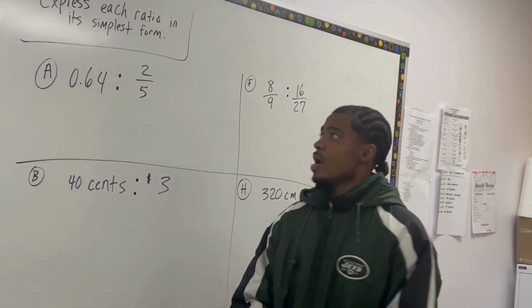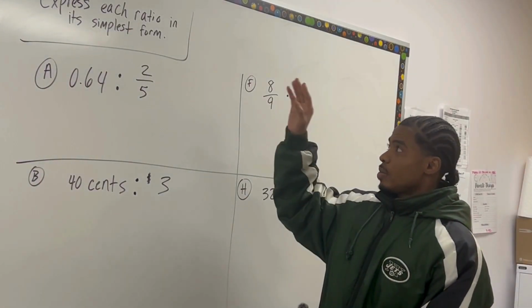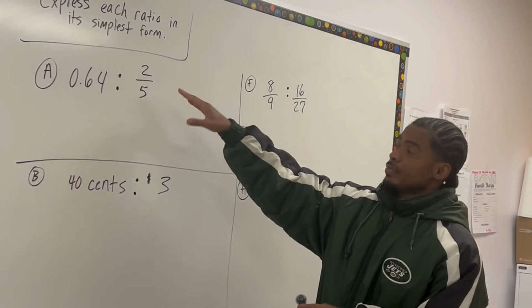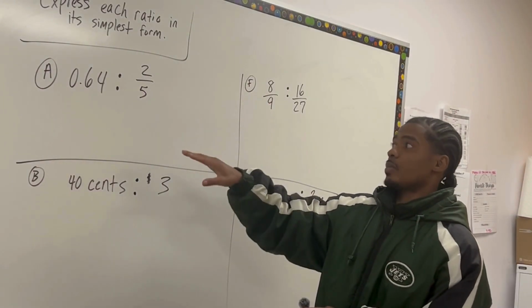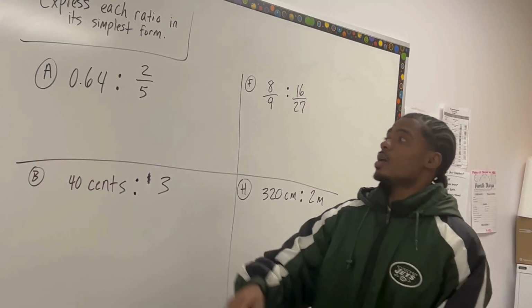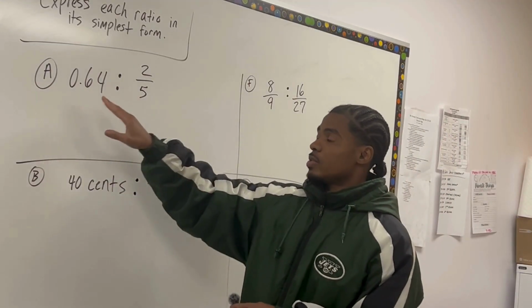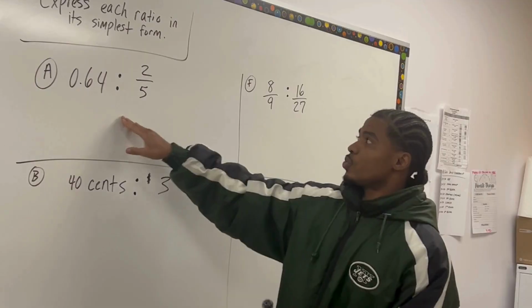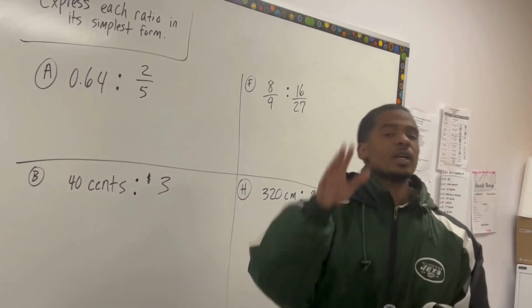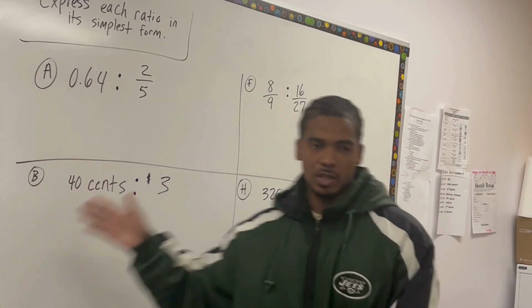All right, so we gotta change our ratios, or instead of saying change them, we gotta simplify them into their most basic form. So for this first one, I got 64 hundredths to 2/5. Can somebody give me an idea of what's the first thing y'all think I should do on this?